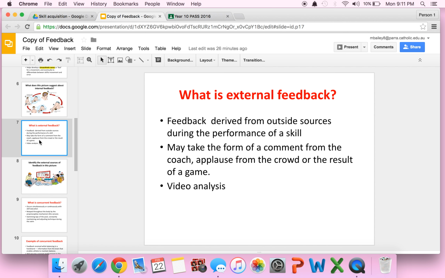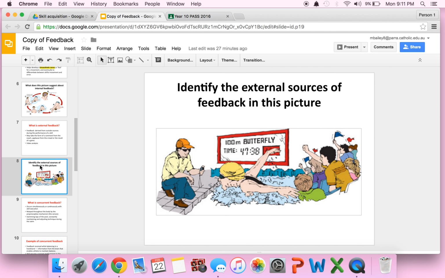Okay, moving on to external feedback. External feedback is derived from outside sources such as coaches, teammates, or even a crowd's applause. External feedback is particularly important in the early stages of skill acquisition because at this stage of learning, we really don't know what feels right. Can you identify the sources of external feedback in this picture? 3 main sources are identified, these being the coach, the timer, and the crowd.